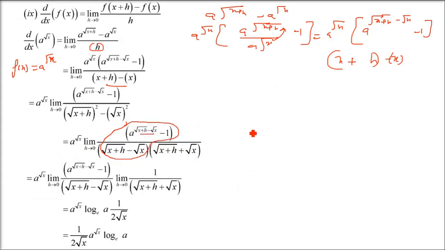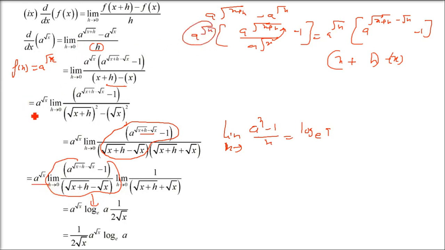So this is, say, x or theta. a raise x minus 1 by x. So limit h tends to 0, or you can say x tends to 0 or theta tends to 0, whichever way you want. This is log a. So this whole will become log a, with base e. a under root x was already there.